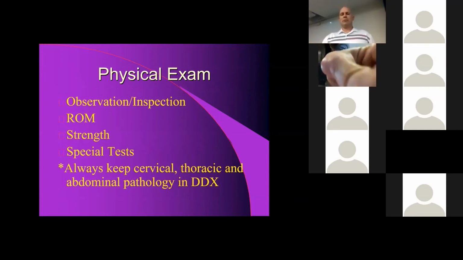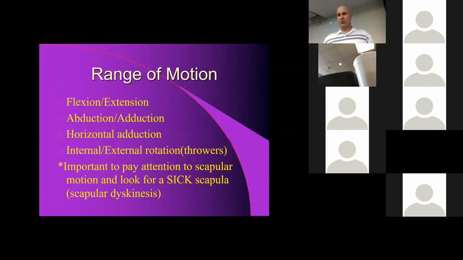So when I go through the physical exam, I tend to be pretty systematic about it. Take a look at the patient, see how they're sitting there. Go through the range of motion, strength testing, and then special tests. Always keep in mind the cervical and thoracic spine and other things in your differential diagnosis on potential pathology. So range of motion, I check.